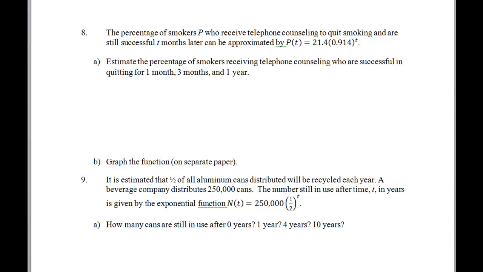So what I'm going to do is show you how to estimate the percentages, but let's just talk about the problem itself here. The percentage of smokers, P, who receive telephone counseling to quit smoking and are still successful after 2 months can be approximated by this problem. What this is saying is that we're starting out with an average of 21.4 smokers.